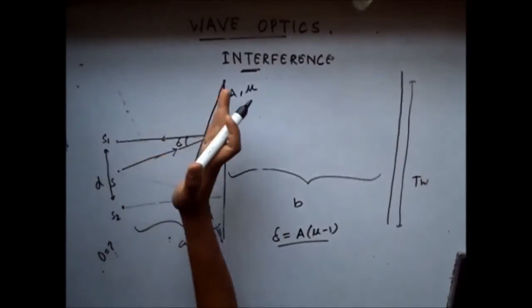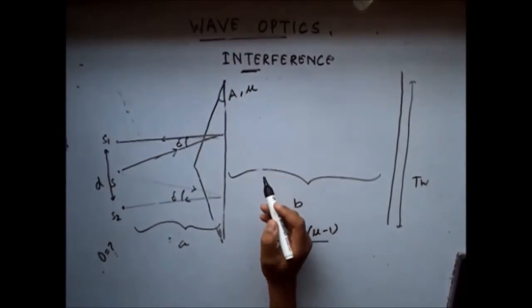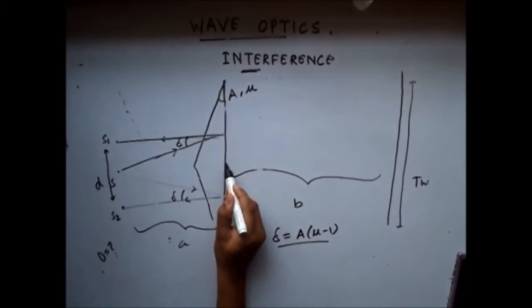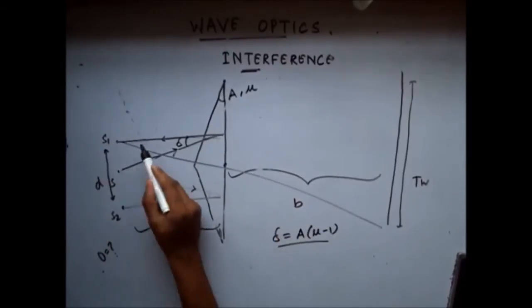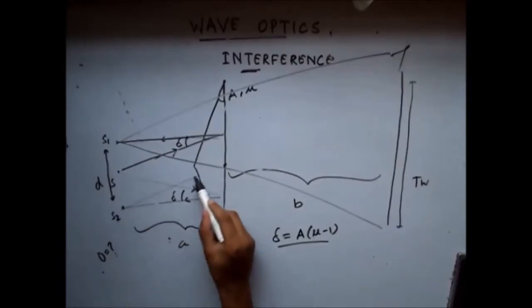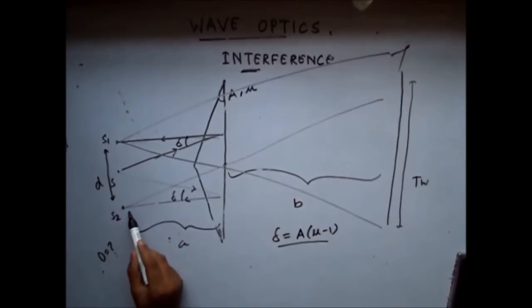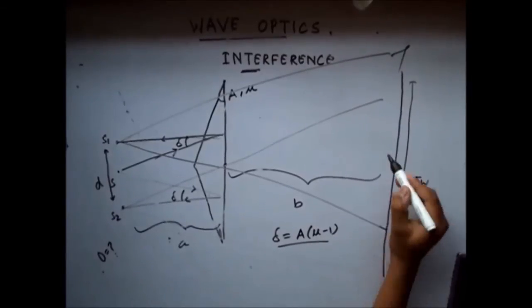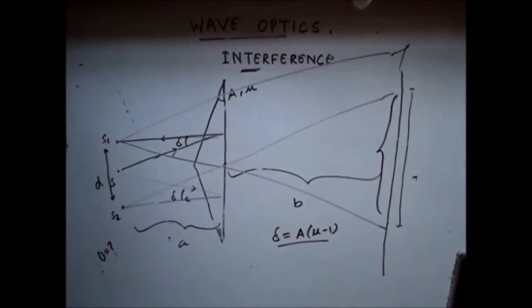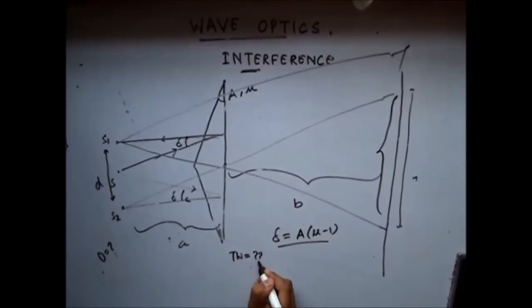The waves which get refracted from the first half will lie in this region, and the waves which get refracted from the second half will lie in this region. So this is my portion. This is my portion where I get my interference pattern. So what is the total width of the pattern? I give this as your homework to find this.